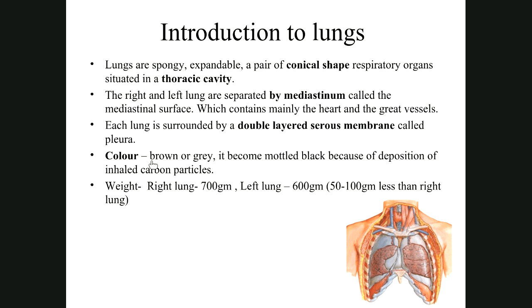The color of the lungs is brown to gray. It becomes black because of the deposition of inhaled carbon. During breathing, what we breathe, sometimes we also breathe in carbon. That is why there will be dark depositions in the lungs, and the weight is 700 grams. The right one is 700 grams, the left one is 600 grams.